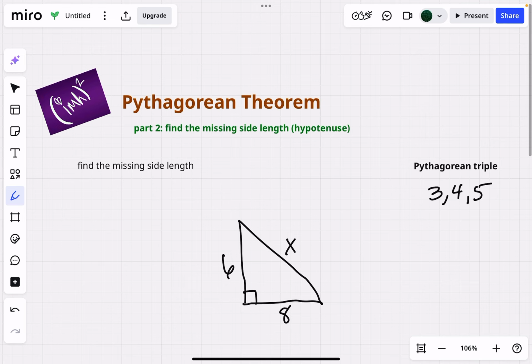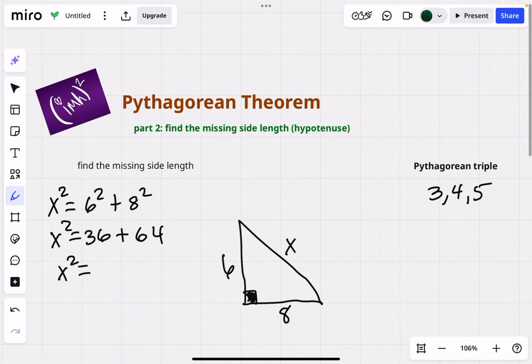So for this one, let's take a look at this one and see what this will end up being. Will this end up being right, like they're telling us here in this box? Will it end up being something different? So we have x squared equals 6 squared plus 8 squared. So we have 36 plus 64, x squared equals 100.